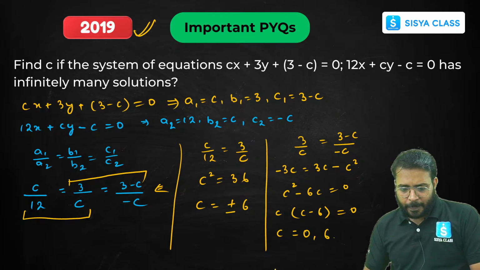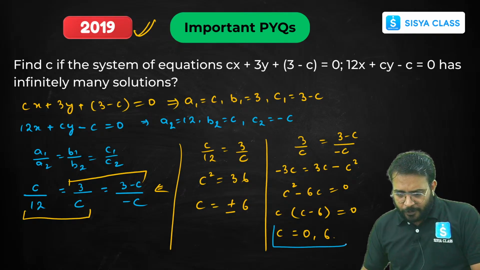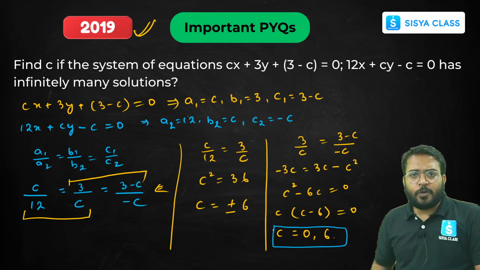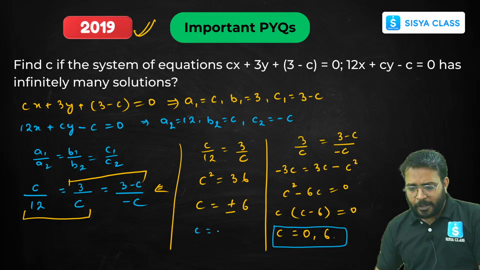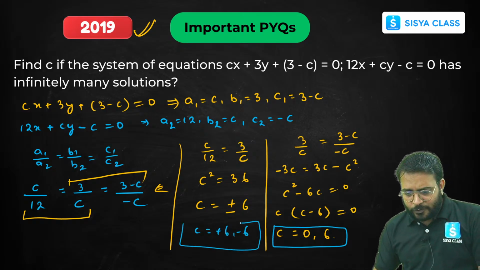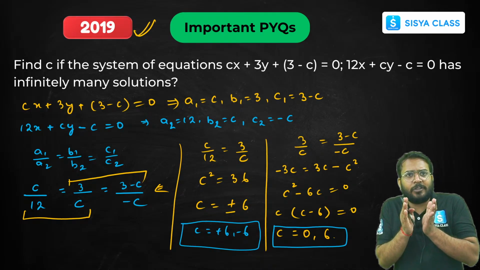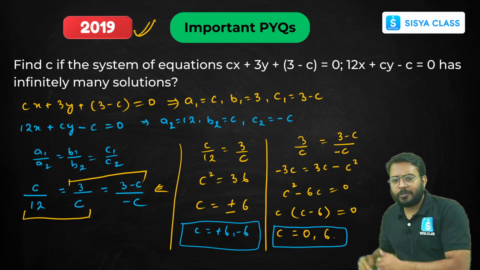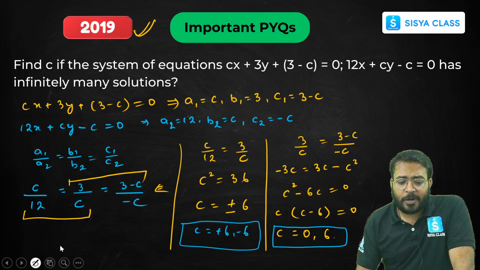Now here we are getting two values of c, that is 0 and 6, and from the earlier ratios we are getting plus 6 and minus 6. Out of these, we solved the first two ratios, then the second and third ratio. Which value of c is common in both the conditions?